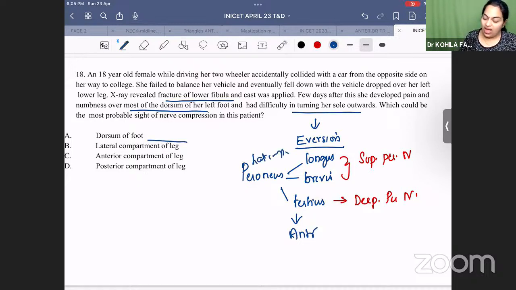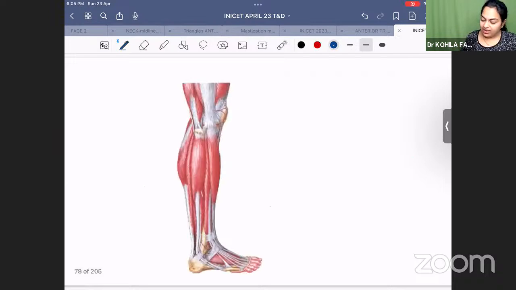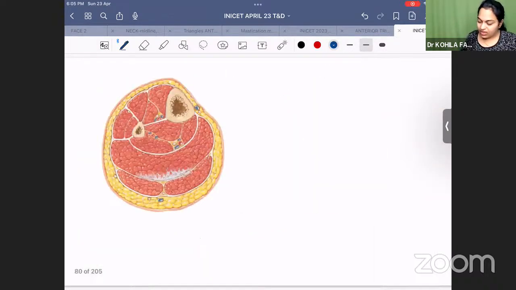Another thing, the superficial peroneal nerve, if this is the leg, at the junction of the middle two-third and lower third only, it pierces the deep fascia to become cutaneous. At this area, it is more liable for injury. Junction of middle and lower part. And so this is your peroneus tertius in the anterior compartment. This is longus and brevis.